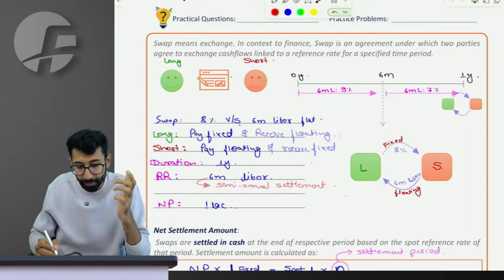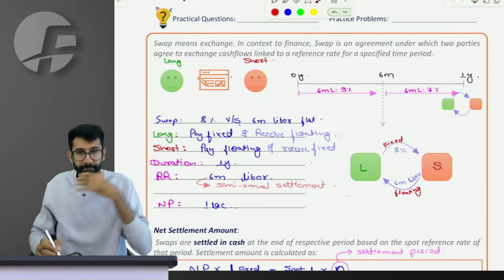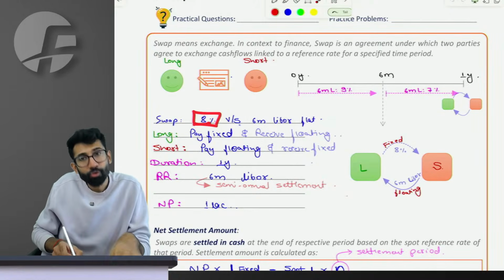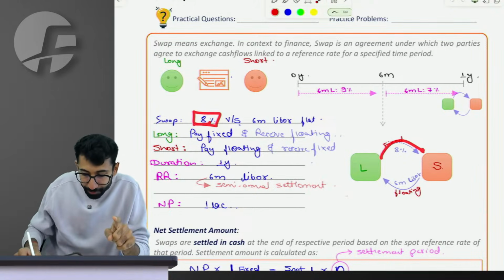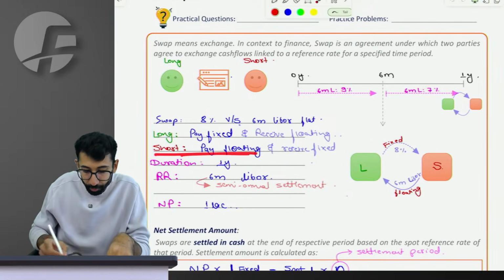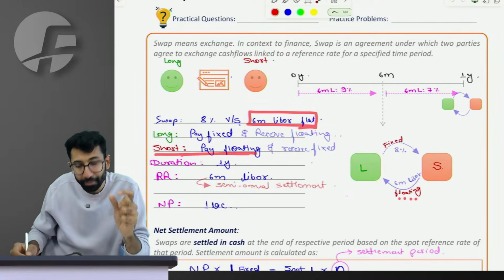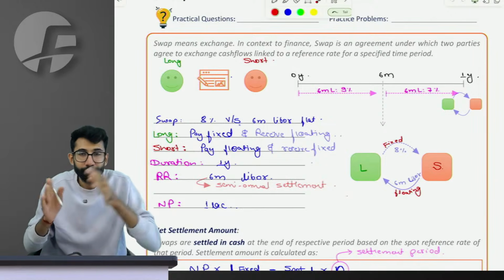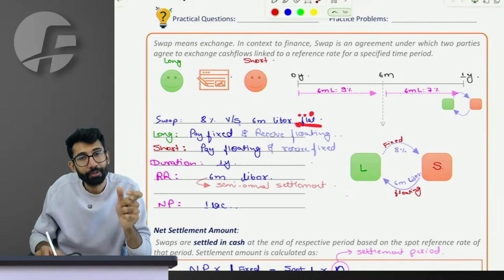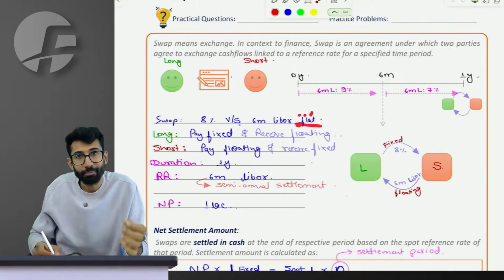What does it mean? Let me explain. The party who will pay fixed will pay 8% per annum. The party who will pay floating will pay 6-month LIBOR flat. 6-month LIBOR flat means that in the market, for every 6 months, the 6-month LIBOR gets decided. You have to pay only that LIBOR, nothing over and above LIBOR.